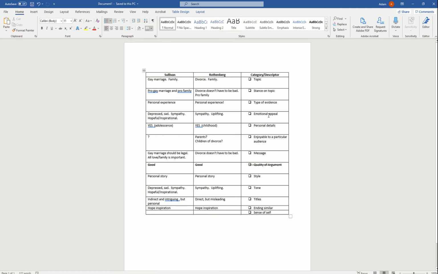Some articles have a different tone than emotional appeal, but some don't. Sense of self, you might read plenty of authors who you don't have any idea really who they are. Anyway, these two, I'm sticking to these two. So Sullivan, his sense of self is very negative. I thought he had a negative sense of self, and Rothenberg seems well adjusted. Okay, so those are all of my ideas.